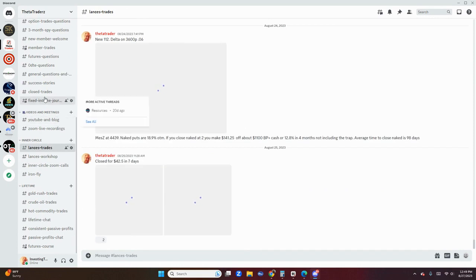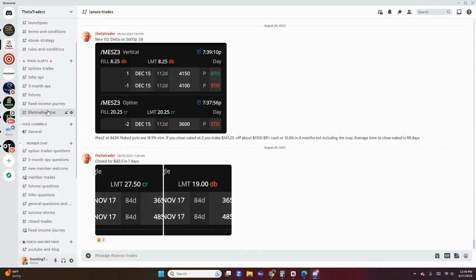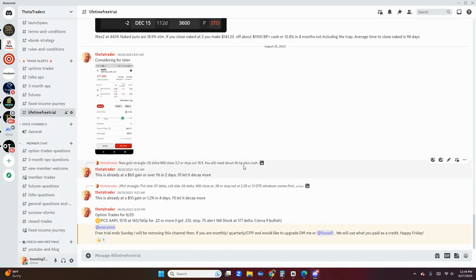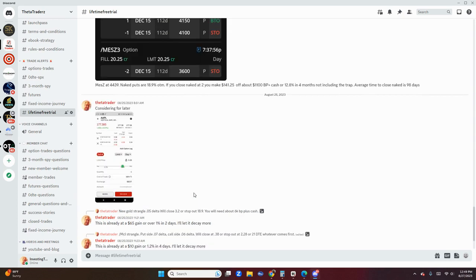So if you look in the lifetime free trial that we posted last week, I posted different trades that we'll take a look at. So we did a put credit spread on Apple on Friday. The stock price is at 177, and then we sold a 165 put, bought the 160 put. You can make about 0.22, 0.23 on that, so you get about 4.4 or so percent return.